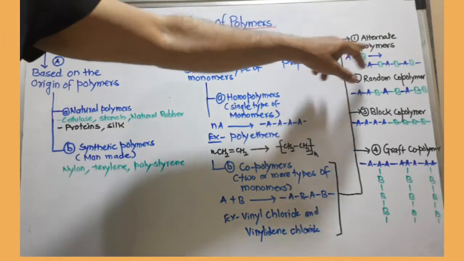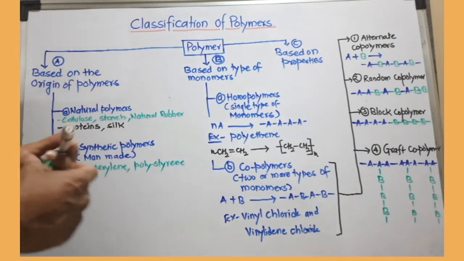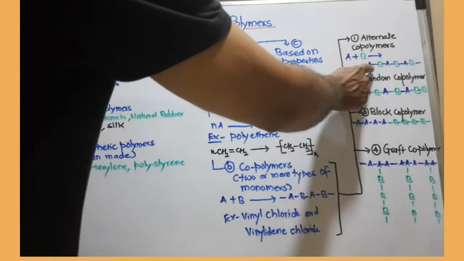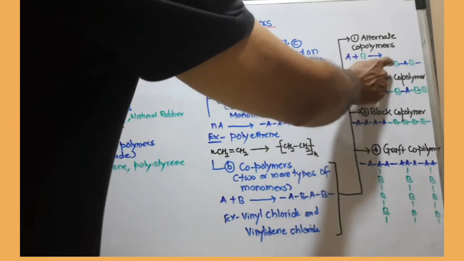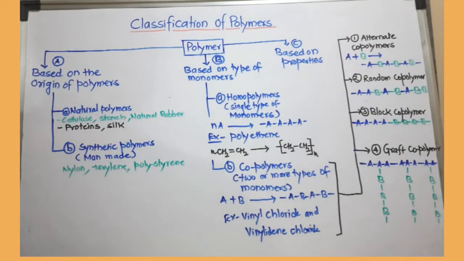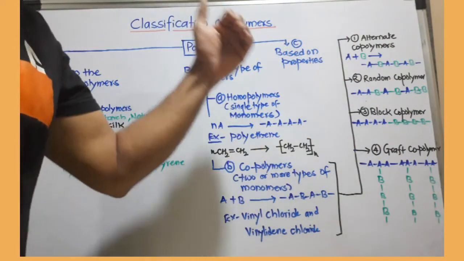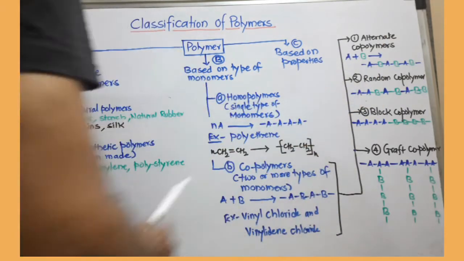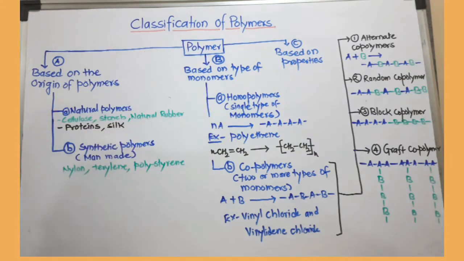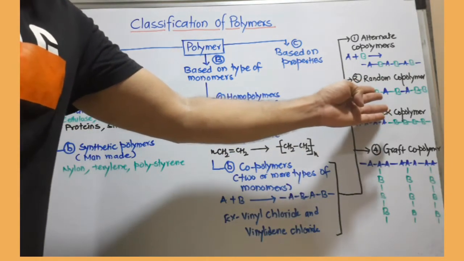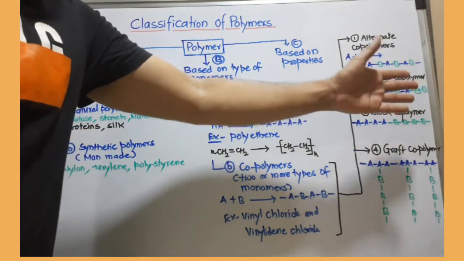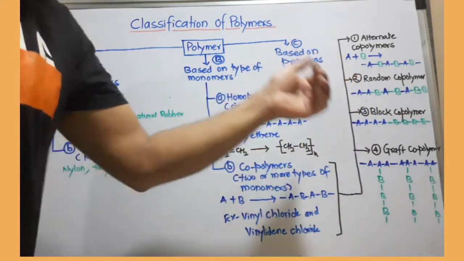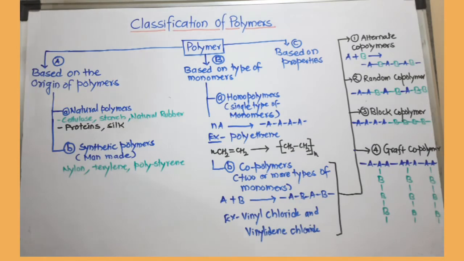First is alternate copolymers. I have considered here only two monomers. Alternate means one after another, a regular pattern you can observe. A is joined with B, B is joined with A, and the same pattern is followed in the polymer. So this is the alternate type of copolymer. Then the next class is random copolymer. Random means there is no order: A will join after B, and then B, then A, then B. No particular order is followed, but both monomers are joined randomly in the polymer. So this is random copolymer.